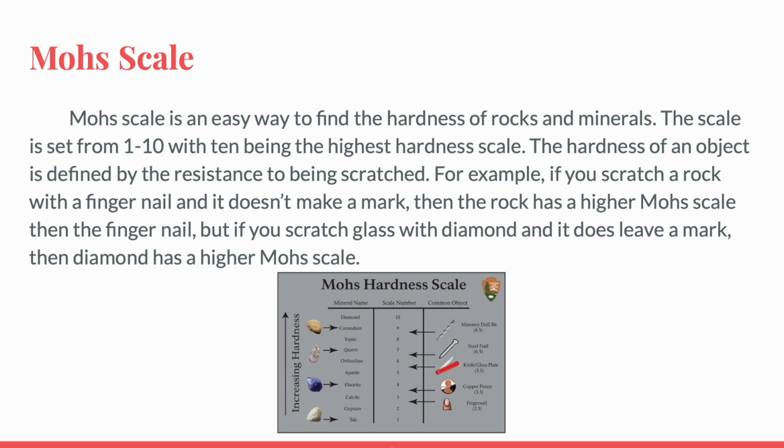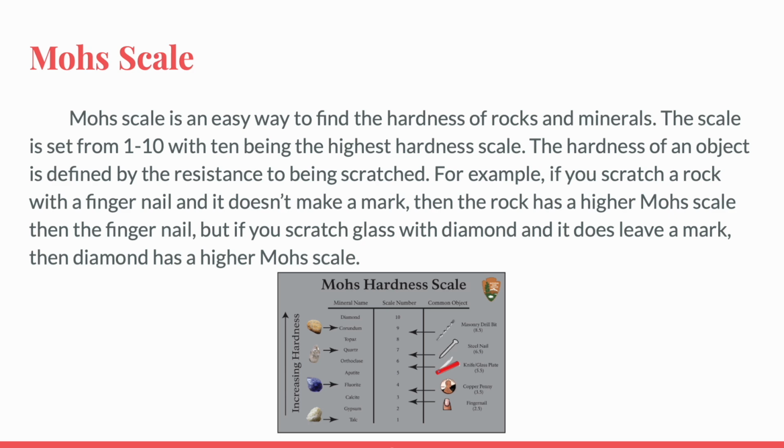So, what is a Mohs scale? A Mohs scale is an easy way to find the hardness of rocks and minerals. The scale is set from 1 to 10, with 10 being the highest hardness scale. The hardness of an object is defined by the resistance to be scratched.